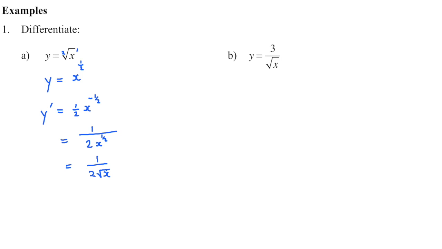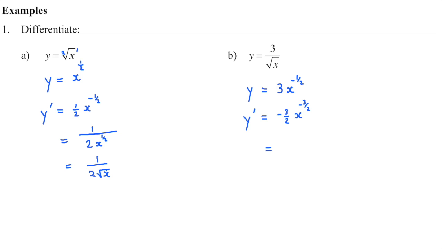Part B. Can't differentiate that because there's a surd sign as well as the x's on the bottom of the fraction. So we know the square root of x means x to the power of a half. So this question is actually y equals 3 x to the power of negative a half, because the square root came from the bottom. I can now differentiate. Can't differentiate till you set it up in index form. Take the power, minus a half times 3 is minus 3 over 2. X to the power of minus a half minus 1 is minus 1 and a half, which we're going to write as minus 3 over 2.